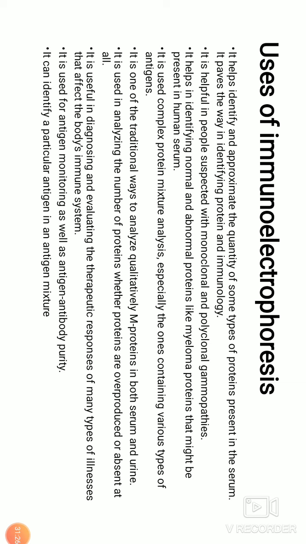It is one of the traditional ways to analyze M protein qualitatively in both serum and urine. It is used in analyzing the number of proteins, whether proteins are overproduced or absent altogether. It is useful in diagnosing and evaluating the therapeutic response of many types of illness that affect the body's immune system. Also you can do antigen monitoring or check antigen-antibody purity. The basic thing is whether a particular antigen and antibody mixture is there or not.